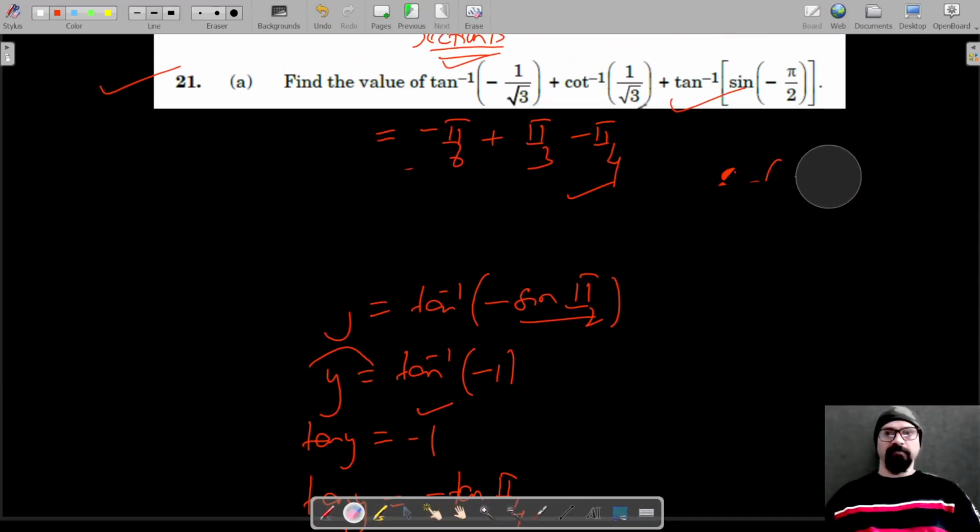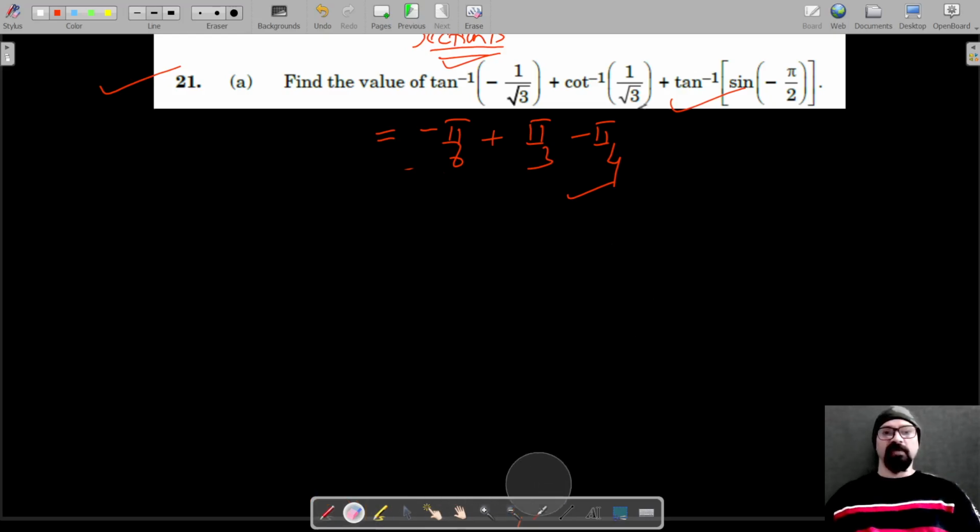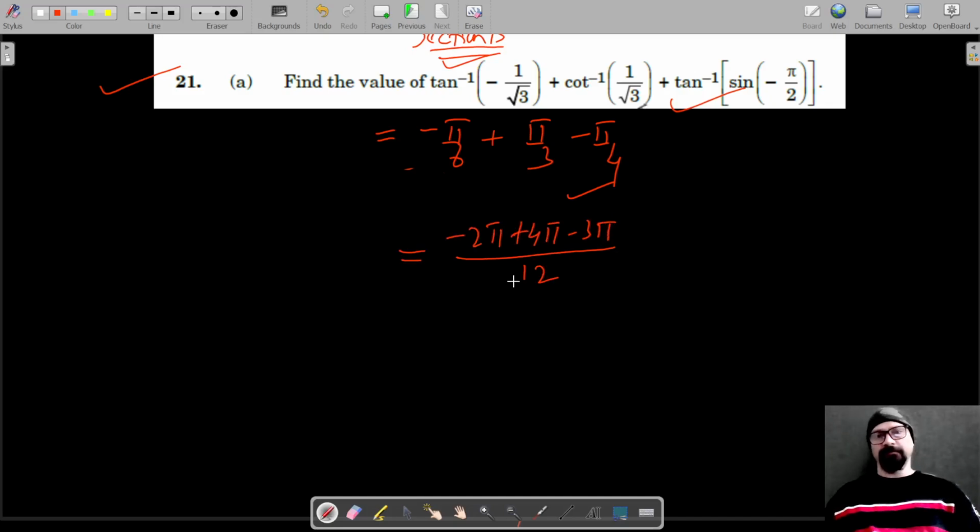Okay, let's try to simplify this now. The LCM of 6, 3, and 4 is 12. So this is minus 2 pi plus 4 pi minus 3 pi. So this is now equal to minus 2 pi minus 3 pi is minus 5 pi plus 4 pi is negative pi by 12. So negative pi by 12 is the answer for this.